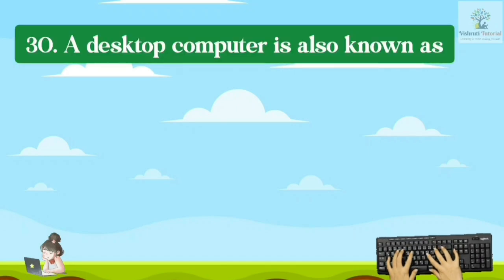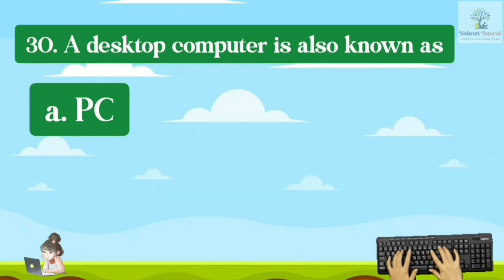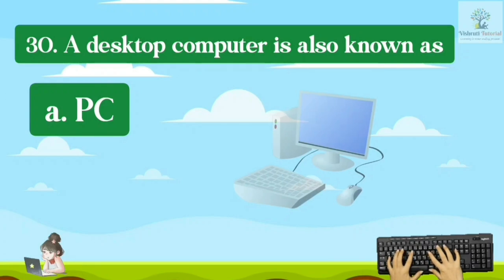Question number 30. A desktop computer is also known as dash. Options: A. PC, B. Laptop, C. Mainframe computer, D. None of these. And the correct answer is A. PC. A desktop computer is also known as a personal computer.